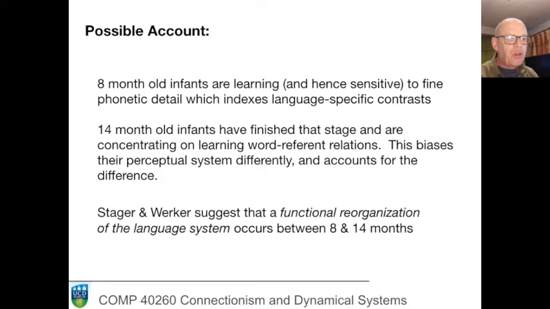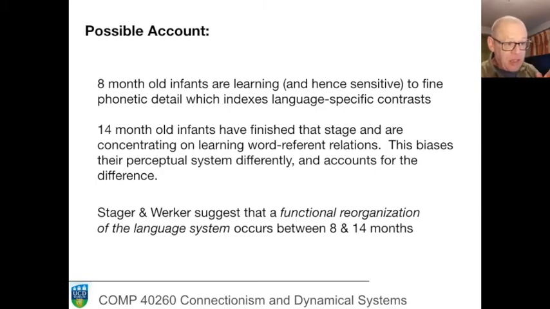They say 8-month-old infants are learning fine phonetic detail. They're novices in the language. And there you need to pay attention to language-specific contrasts if you're ever going to learn the phonology. From their point of view, 14-month-old infants seem to have finished that stage and are going on to do a different task. A bit like moving from primary to secondary school. You've got your fine phonetic detail down. Now you're learning the good stuff. Word-referent relations, learning to name things in the world.